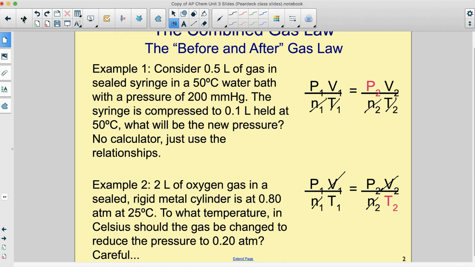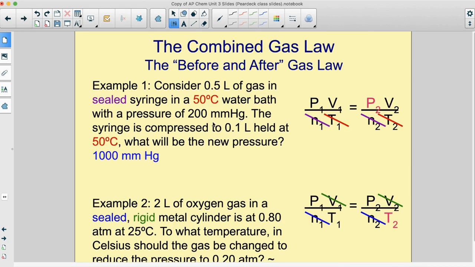But we need to be careful with that second one. Here, if we are going from 0.5 down to 0.1 liters, the pressure should go up by 5. So 200 times 5 gives us 1,000 millimeters of mercury.